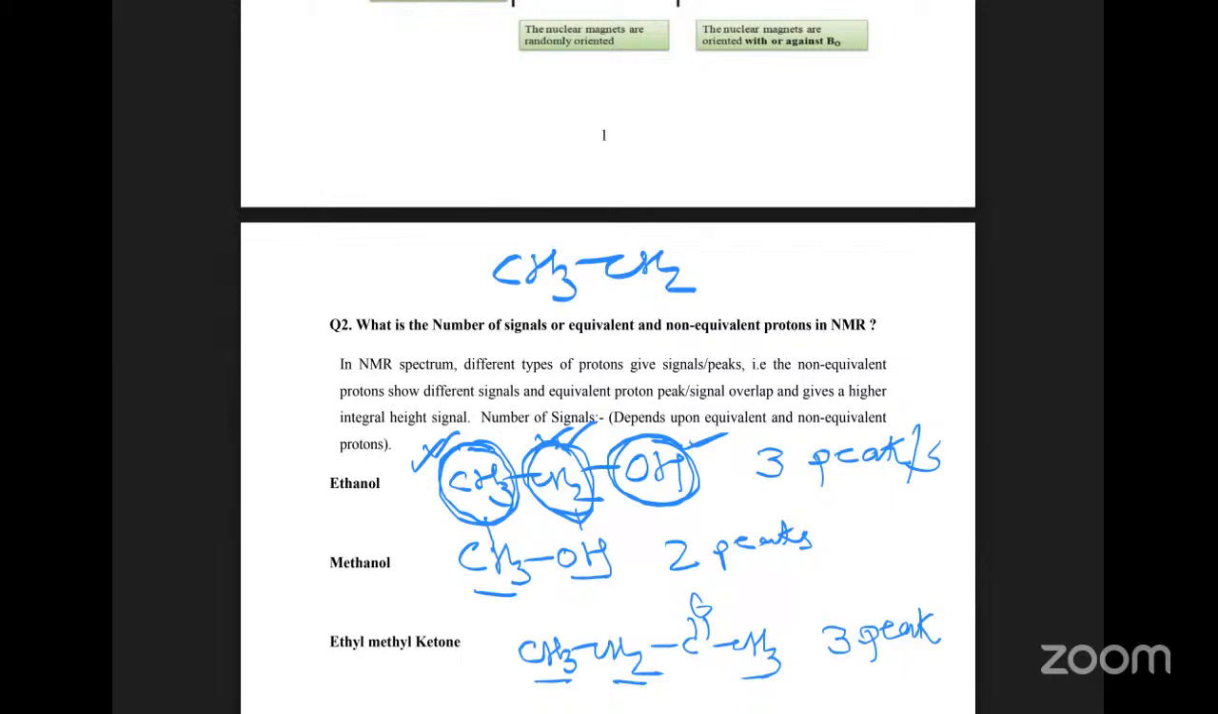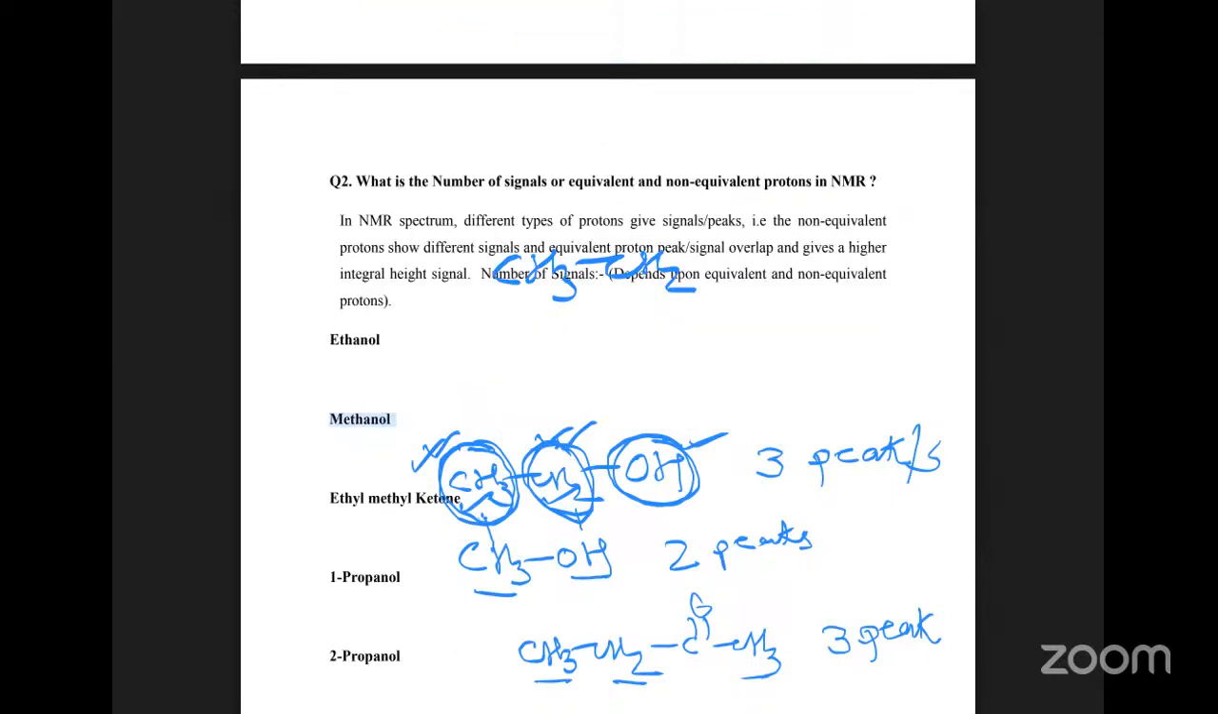Okay, so we are just talking about the number of signals in the following molecules, or we can say equivalent and non-equivalent protons. So equivalents are 3 over here, 2 here, but this 3 and this 2 are non-equivalent. These 3 are equivalent. So this is the meaning of this. Let's move on to the next slide.